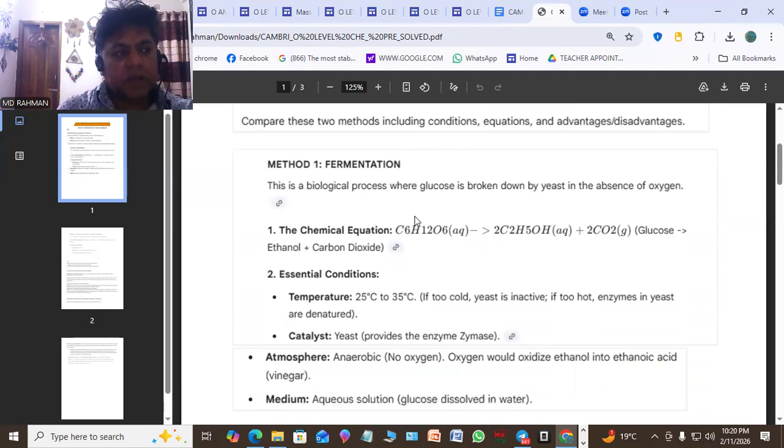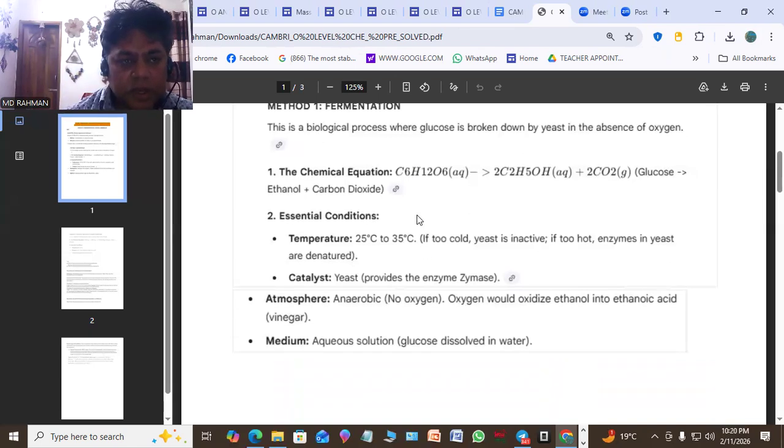This is a biological chemical reaction. This is a biological process in which glucose is broken down by yeast in the absence of oxygen. So keep in mind, in the absence of oxygen, the chemical reaction produces ethanol and carbon dioxide. Glucose is breaking down into two different molecules.